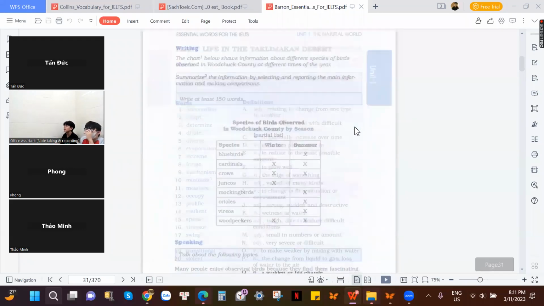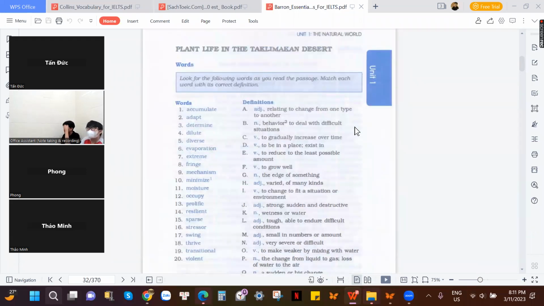Okay, so this is the what? It's the unit one, unbelievable. This is also unit one, but it is a different article, a different reading article. Here, okay, it is about the plant life in Teklimakan Desert.